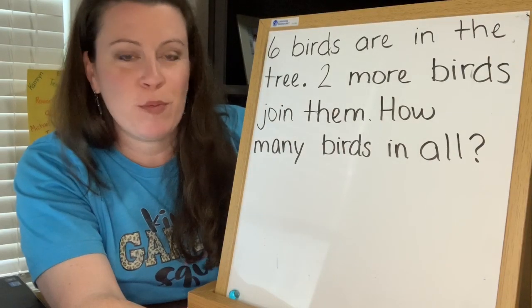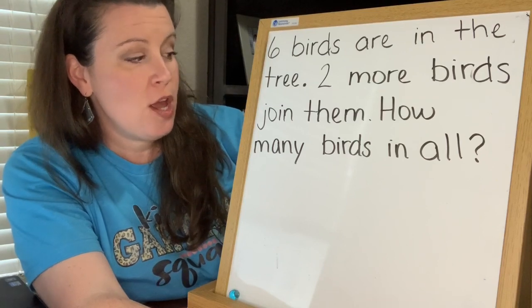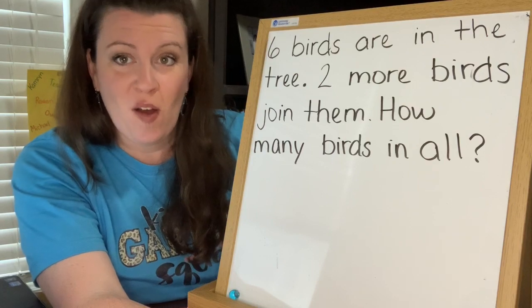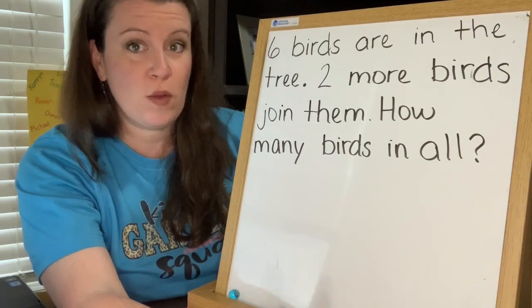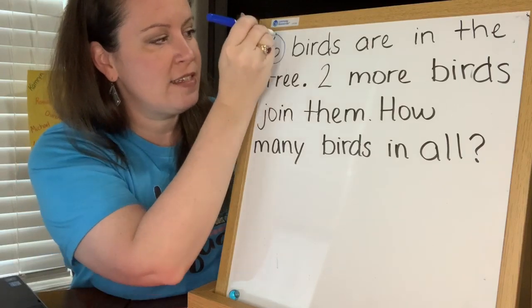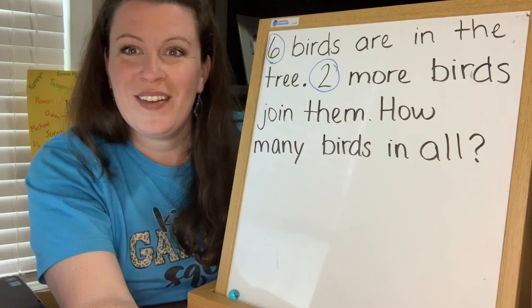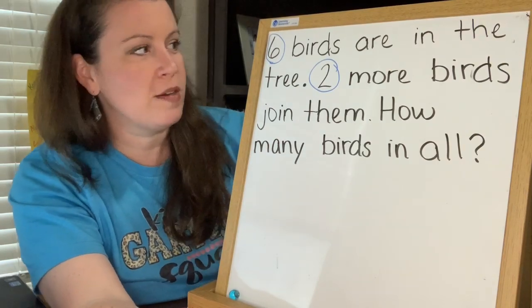All right, this is the last problem we're going to do together. 6 birds are in the tree. 2 more birds join them. How many birds in all? Okay, what is our first step? We circle the numbers. We have a 6 and a 2. What do we do next? We reread the problem and look for our keywords.